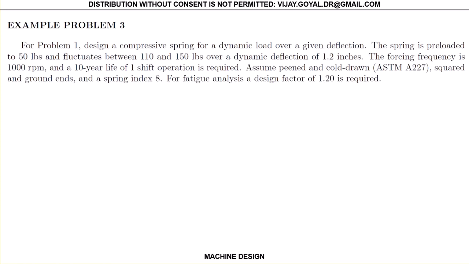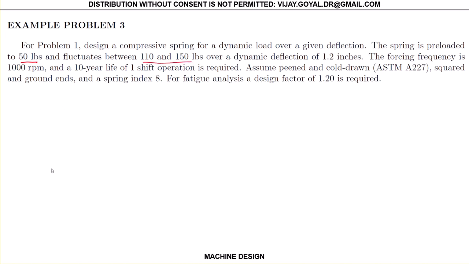This particular example is a continuation of example number one, but in this example, the helical compressive springs are subject to fatigue loading. When we talk about fatigue, we are talking about cyclic loading, specifically speaking. In this problem, there's a preload of 50 pounds applied and it fluctuates between 110 and 150 pounds.